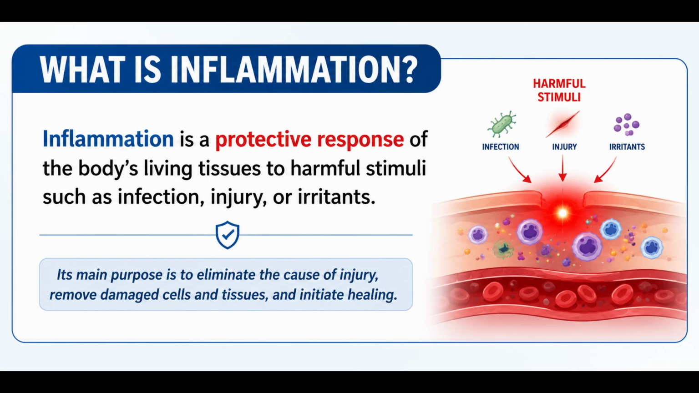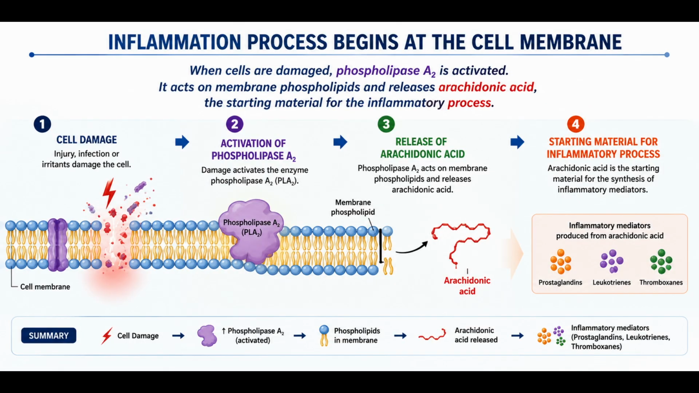First of all, what is inflammation and how does it occur? When our body is injured or exposed to infection, the immune system activates a defense response called inflammation. It begins right at the level of cell membrane. When cells are damaged, an enzyme called phospholipase A₂ gets activated. This enzyme phospholipase A₂ acts on the membrane phospholipids and releases arachidonic acid. This arachidonic acid is the starting material for inflammatory process.